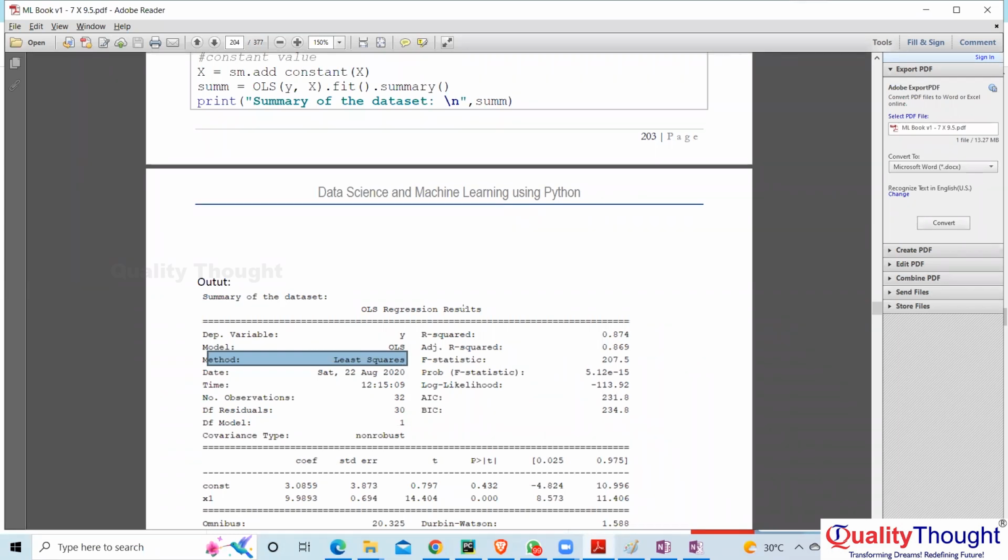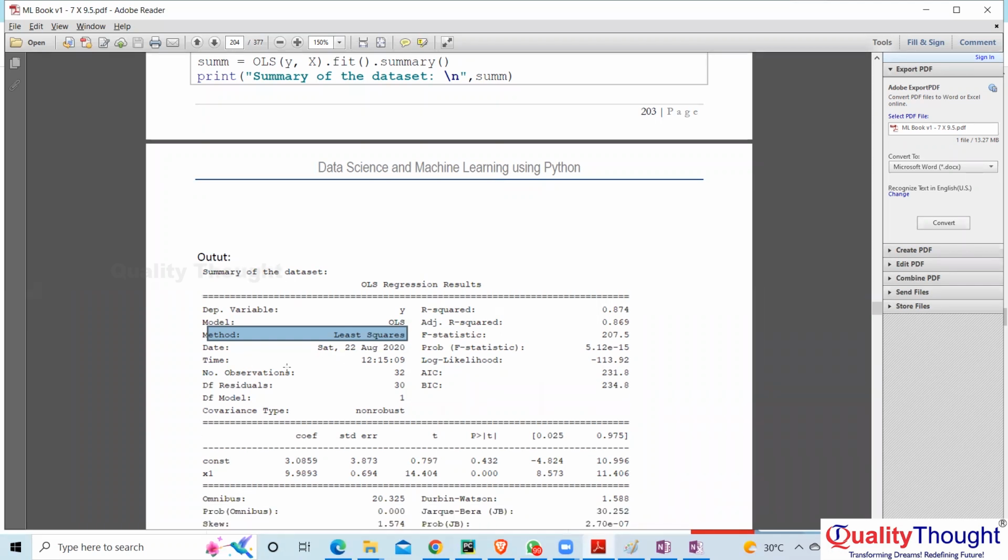Date: on which date I created this, when I ran it, at what time I ran it. Number of observations. Number of observations is the number of rows that the data has. Degree of freedom of residual. Degree of freedom is generally your x minus 1.